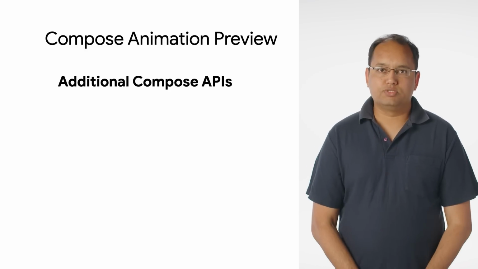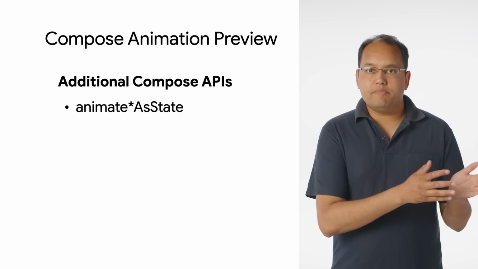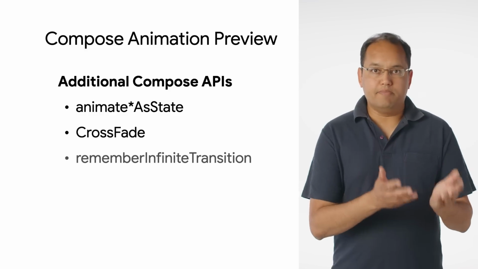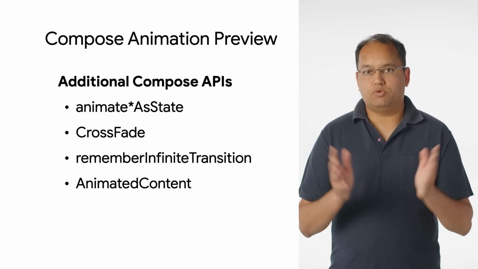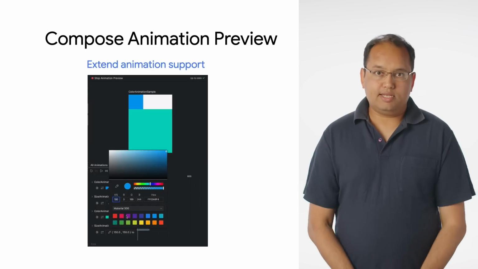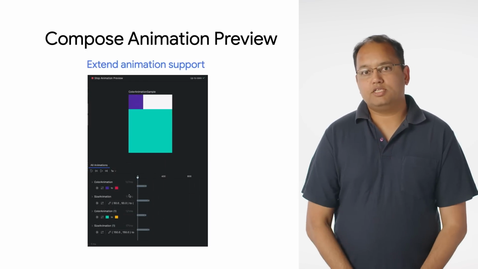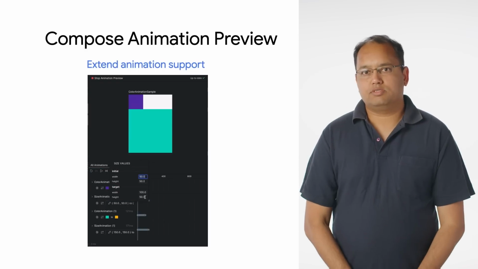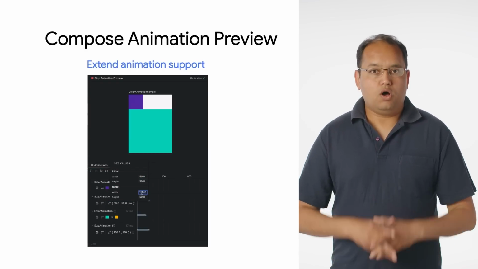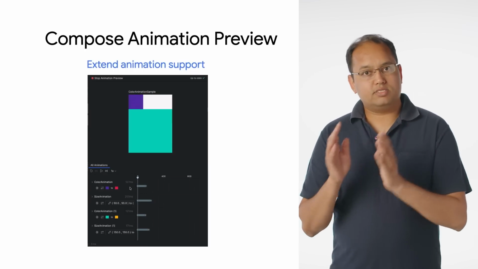Compose animation previews now support a number of additional Compose APIs, such as animateAsState, crossfade, rememberInfiniteTransition, and much more. Additionally, there are now new pickers that let you set non-enum and Boolean states to debug your Compose animations using very precise inputs. Moreover, for all supported Compose animation APIs, you can now play, pause, scrub, and even control the speed.